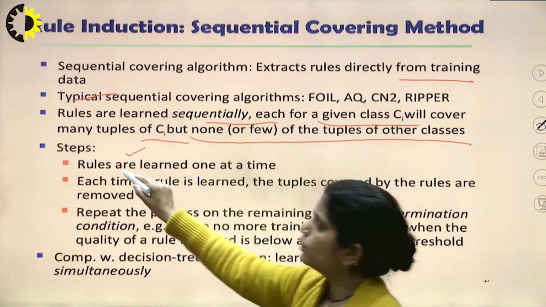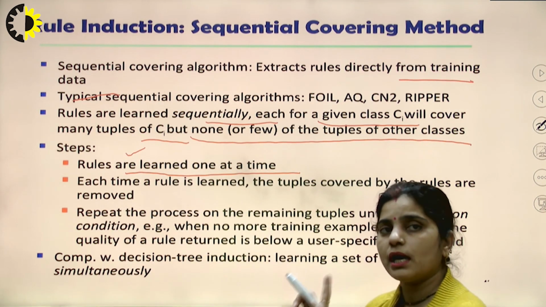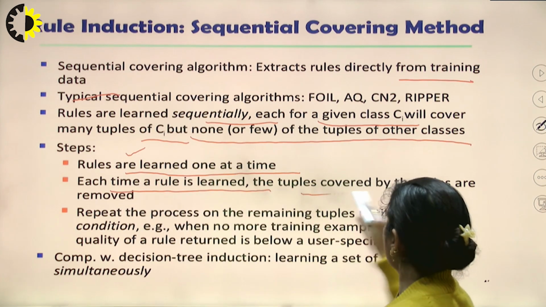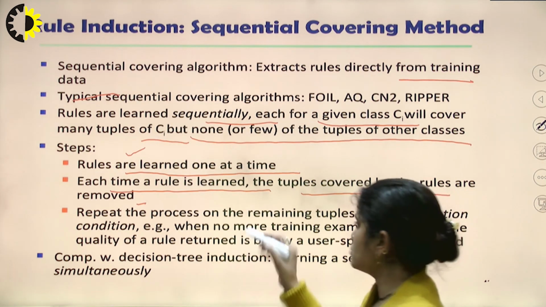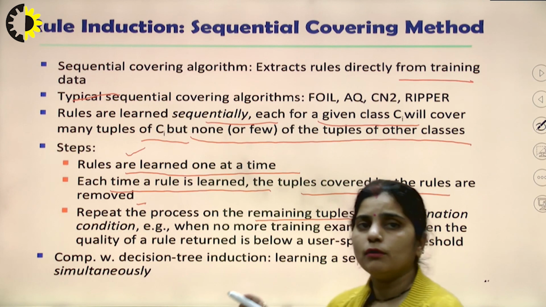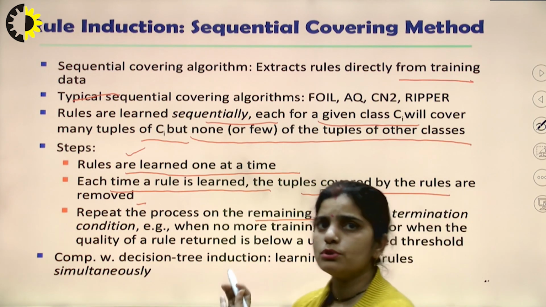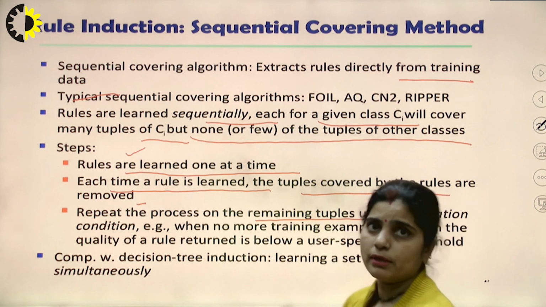First, rules are learned one at a time, and each time a rule is learned, the tuples covered by that rule are removed. We repeat that process on the remaining tuples until the termination condition occurs. So these are some basic steps which we use to induce rules using the sequential covering method.